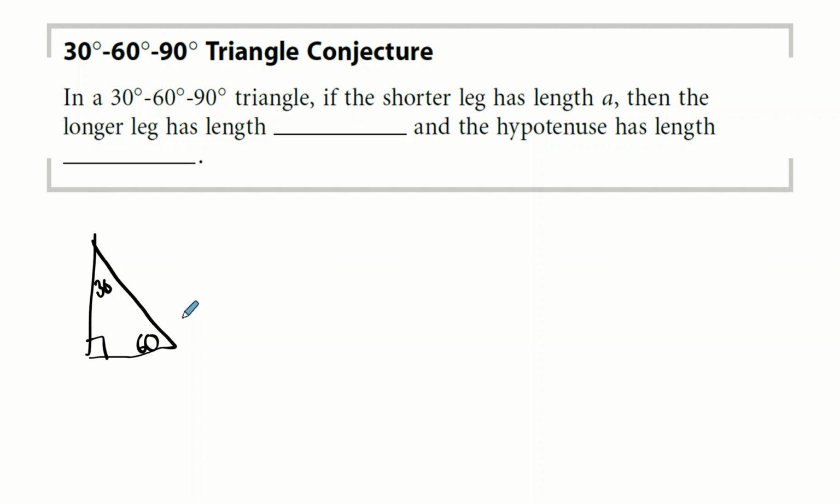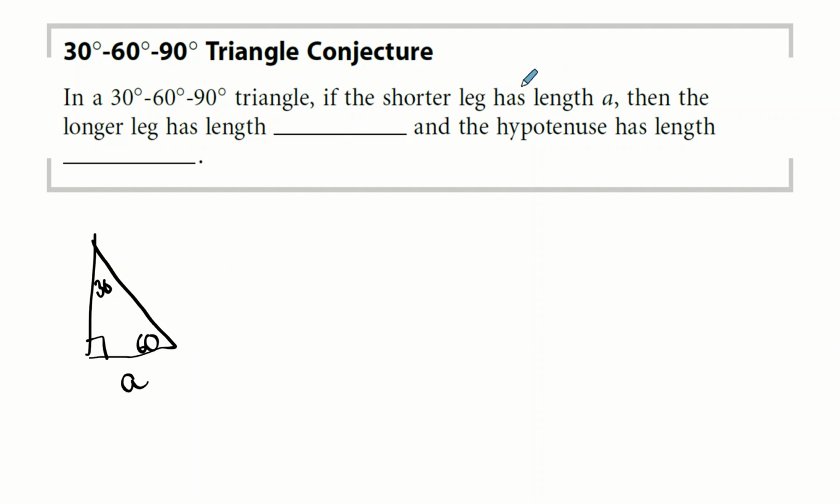45, 45, 90 triangle. Now what we're going to cover here only works on these special right triangles, in particular the 30, 60, 90. Let's start out by filling out this conjecture and then moving on to some examples. Here we have this 30, 60, 90 triangle. In a 30, 60, 90 triangle, if the shorter leg has length A, okay, the shorter length is A.